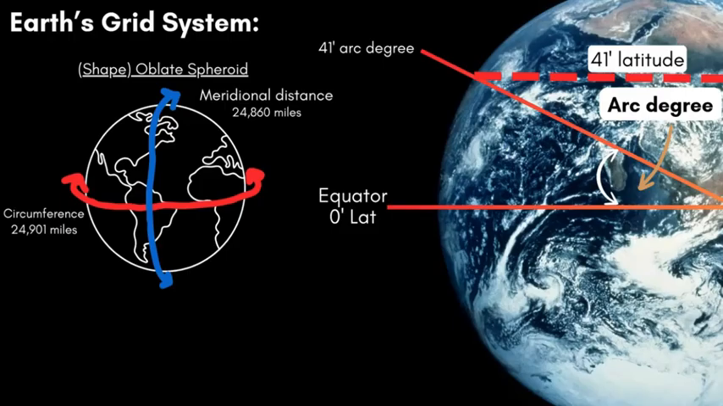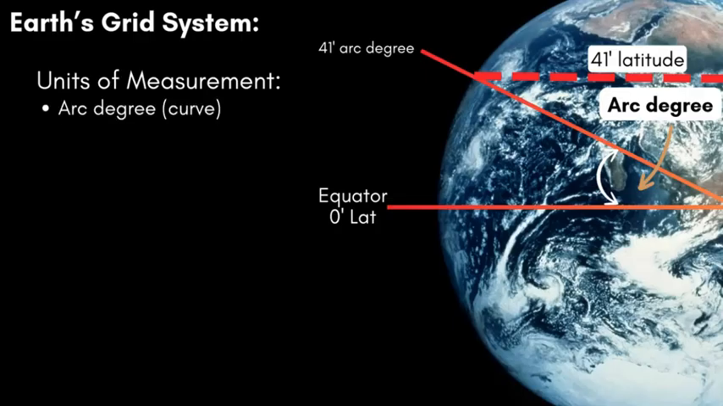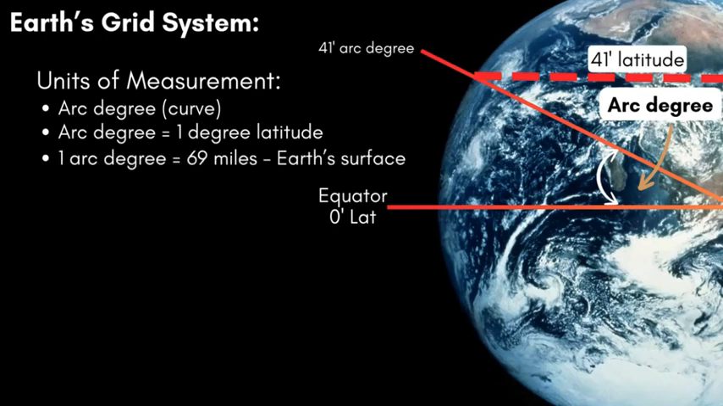And this is reflected in the units of measurement of latitude, which is the arc or the curved line around the planet. The arc degree equals 1 degree of latitude, north or south of the equator, going up to 90 north, which is North Pole, and 90 south, which is South Pole. Now, each 1 degree of latitude, or 1 arc degree, is equivalent to 69 miles along the Earth's surface. So latitude is expressed with certain units of measurement.